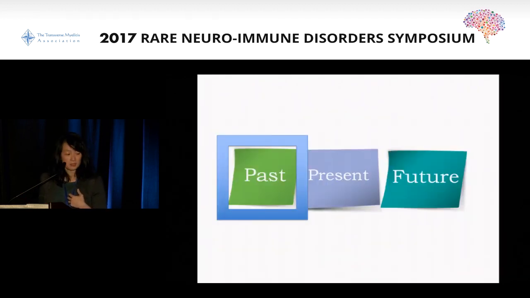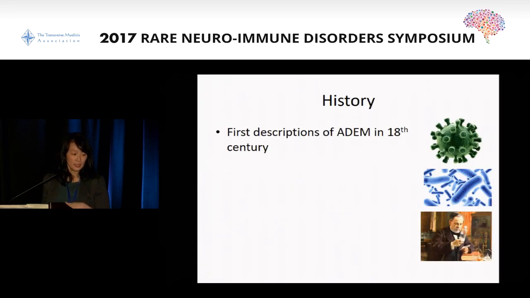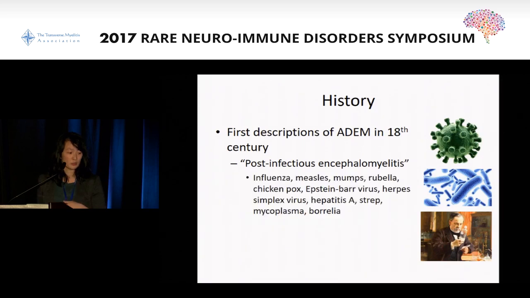So let's delve a little bit into the past to see if there are any lessons that we can learn. Just to go through a little bit of the initial history of ADEM, it was first described as early as the 18th century. In that time, it could have been called something such as post-infectious encephalitis. So even back then, people noticed a relationship between infections, but it didn't seem to be one infection. Pretty much anything you can think of, viral or bacterial, has been implicated in the pathogenesis of ADEM. What else can we learn? The other name for ADEM in the past was post-vaccinal encephalomyelitis.